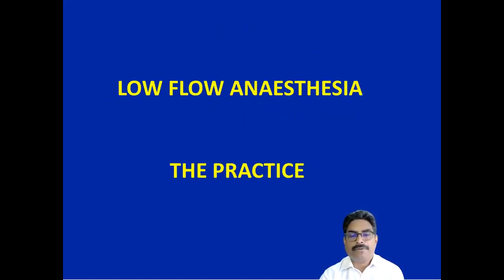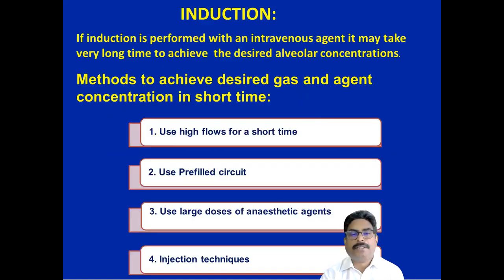So coming to the practice of low flow anesthesia, how to perform it? If you are using intravenous induction, it takes a longer time for the anesthetic gases to reach the desired alveolar concentration. Suppose you are using inhalation anesthetics for induction, you have to follow any one of 4 methods to achieve a quick induction. One is to use high flow for a short time. Second is to use a pre-filled anesthesia circuit. Third is to use large doses of anesthetic agents. And fourth is the injection technique. We will see them one by one.